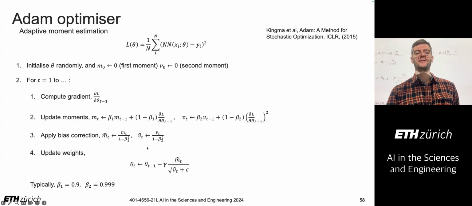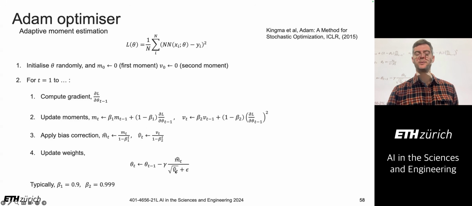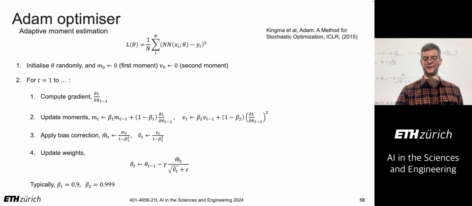Then we apply a bias correction. I'll say what that means in a minute. And then we update the weights by taking a step in this average gradient direction, or running average direction. But also that step is normalized by the running average of the magnitude. Okay, so why is this useful? Why do we use this?